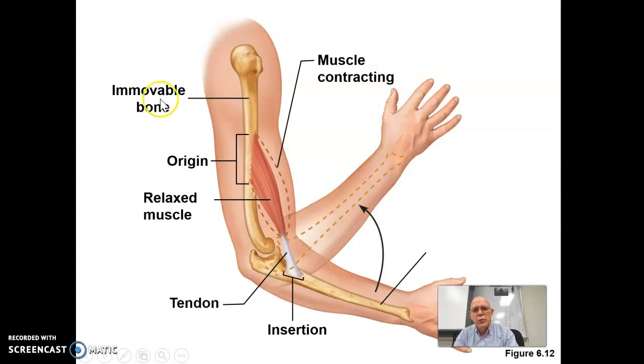In this particular movement, this is your immovable bone. And down here would, of course, be your movable bone. All right? So make sure you have those labeled correctly. I can almost guarantee you that will be on the test.